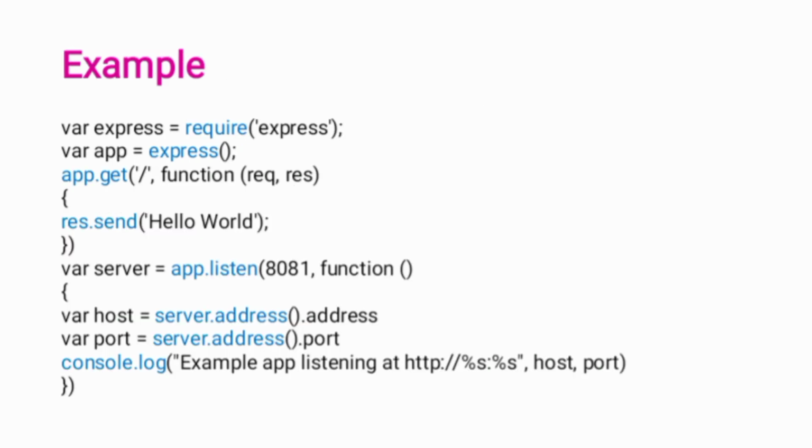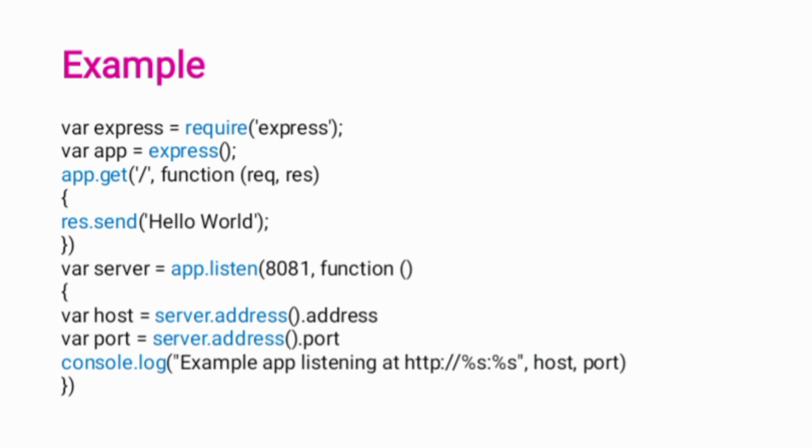Here we have one example. It is a very basic Express app which starts a server and listens on port 8081 for connection. This app responds with hello world for request to the home page. For every other path, it will respond with a 404 not found. This code is a basic example of a server written using Express, a web application framework for Node.js.